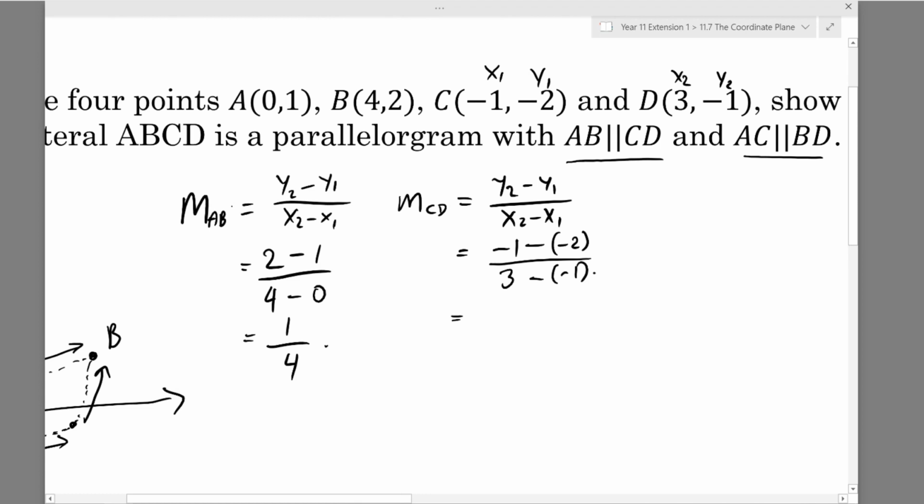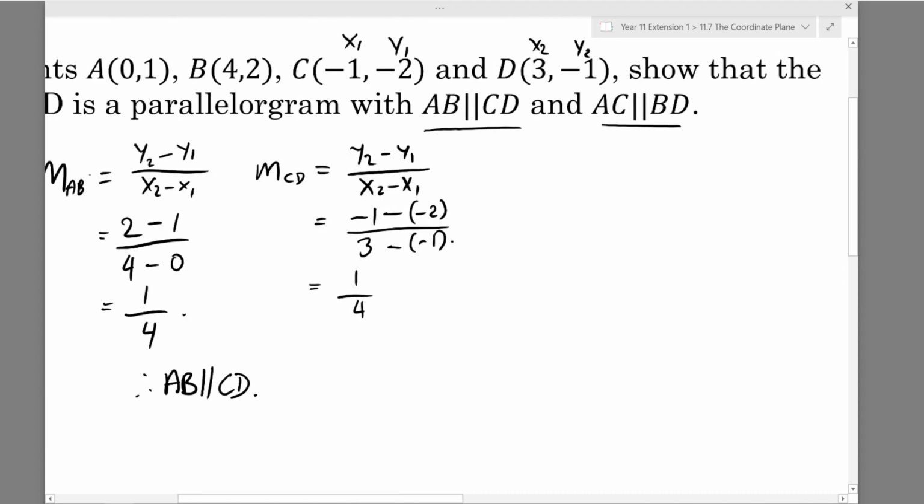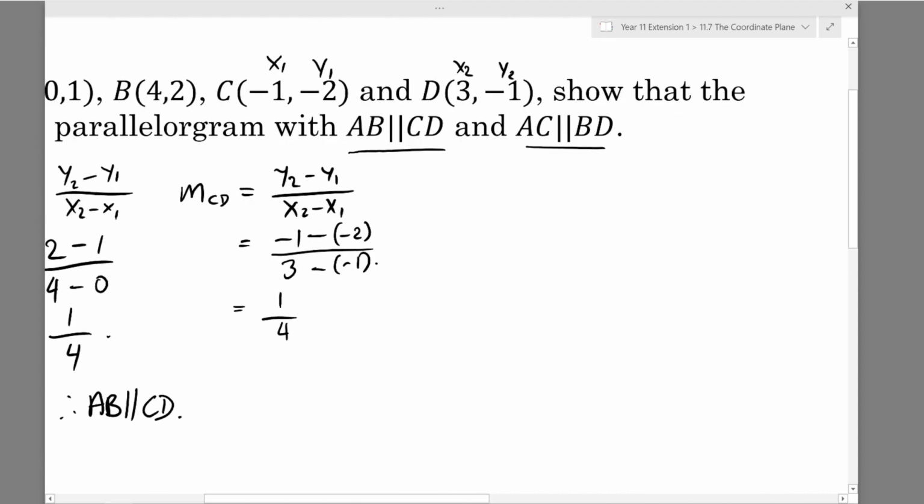-1 minus -2 is equal to 1. And 3 minus -1 is equal to 4. And there we go. So we get that AB is parallel to CD. And that's half of it done. So we've shown that 2 of the sides are parallel. Now we've got to do AC and BD. So I'm going to go back over here.